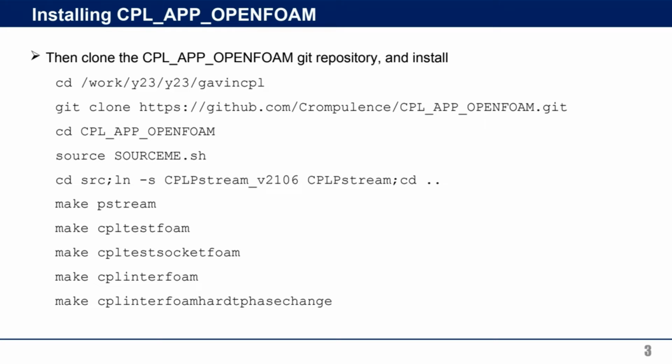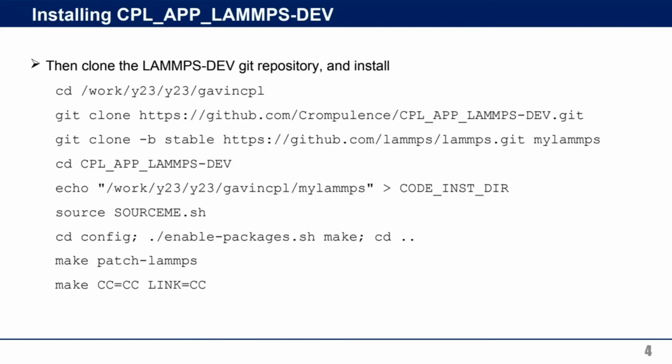And then the other make statements, test foam, test socket foam, interfoam, and interfoam hard T phase change are all examples of increasing complexity that can be used to base your own coupled applications on. The final stage, if to install it yourself, is to clone the LAMMPS Git repository, which is very similar to the OpenFOAM. We're downloading the most stable, most recent version of LAMMPS, and once again, the source.me.sh file is different from the previous two.